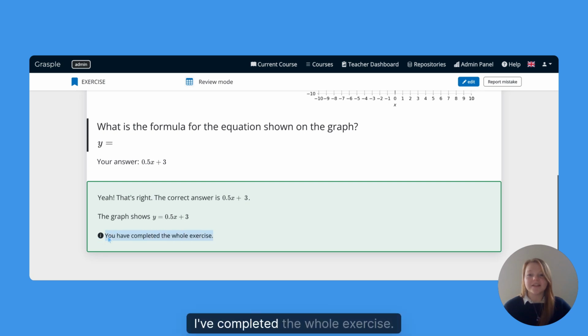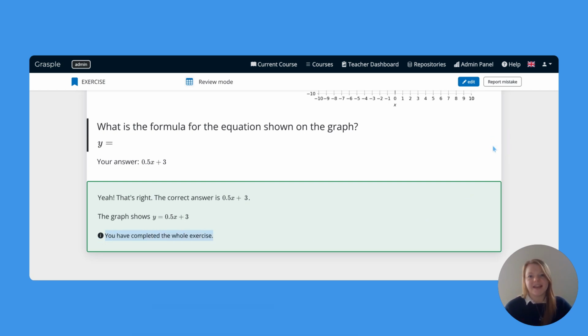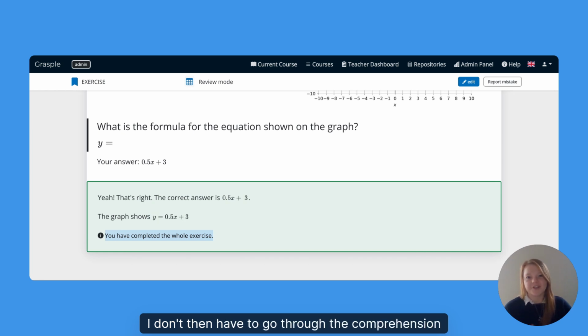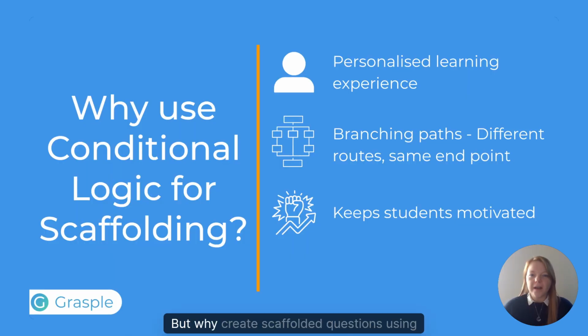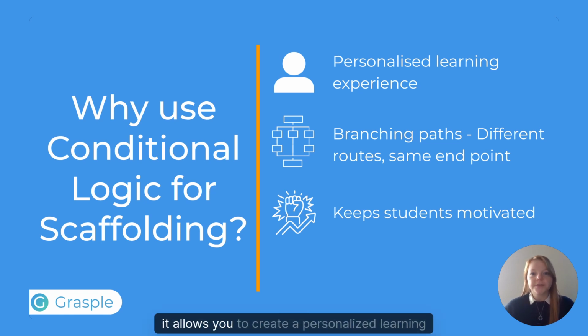In this case, I've completed the whole exercise. Because I've demonstrated that I've understood the concept, I don't then have to go through the comprehension checking questions. But why create scaffolded questions using conditional logic? Well, it allows you to create a personalized learning journey for your students, depending on the level of comprehension they demonstrate when completing an exercise.